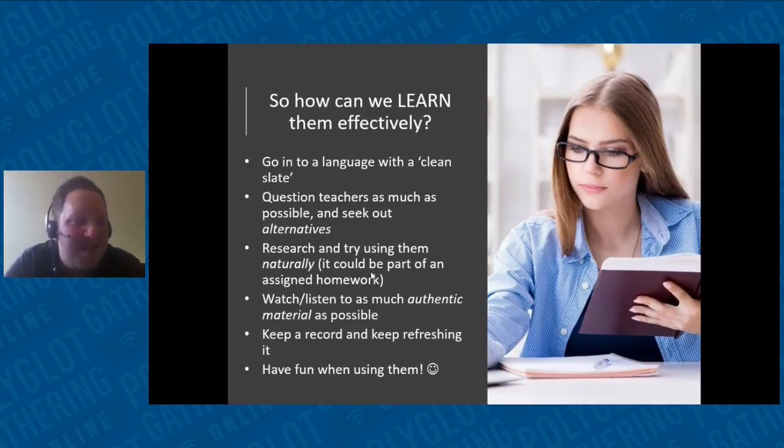Keep a record, because it's so easy to forget them, because you're not using them as regularly as other words. And I think have fun when using them. For me, this is a really fun aspect of language. I'm interested in vocabulary and grammar and pronunciation, of course. I really like these things as well. But I really enjoy learning these, because as I said at the start, I think they're so connected with culture that you really can learn something very different by learning these kinds of idiomatic expressions. So yeah, I think it's really important to have fun.